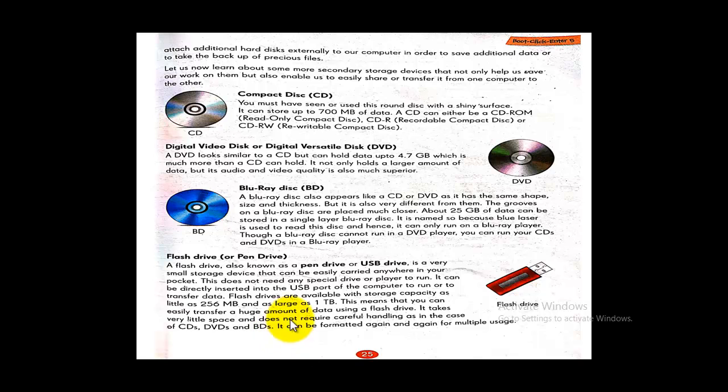Now it can be formatted again and again for multiple uses.